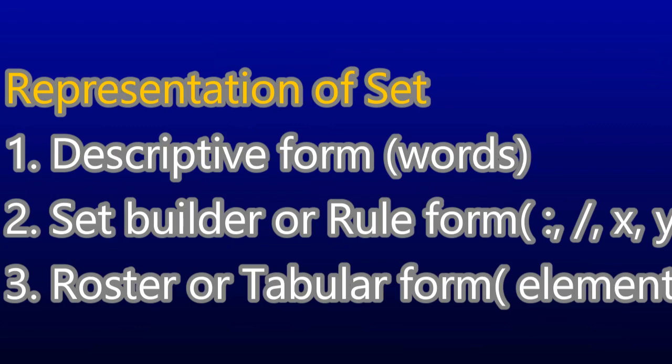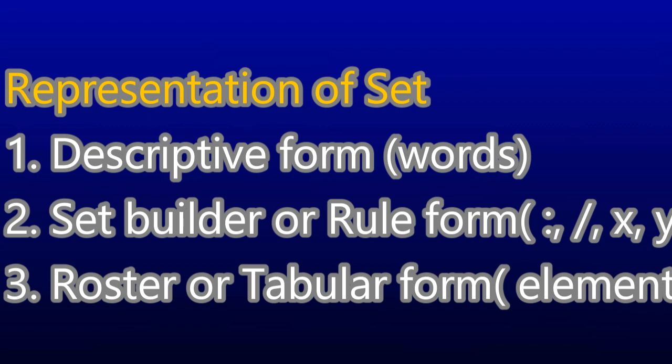First one is descriptive form. Descriptive form means the hint is words. Wherever you see the set in words, that is known as descriptive form. Next one is set builder form, otherwise rule form.